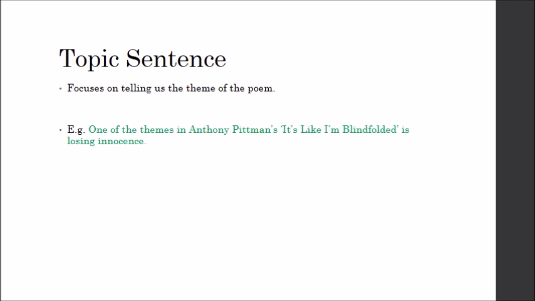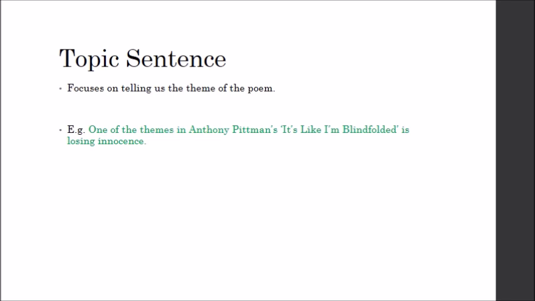A paragraph starts with a topic sentence. There's 5 parts to a paragraph. The topic sentence focuses on telling us what the theme of the poem is. The key thing is I have to mention the theme. If I don't say the theme in my topic sentence, I haven't done it correctly. But I also need to mention the poem, because it's the beginning of my paragraph, so I should make mention of the poet and the poem.